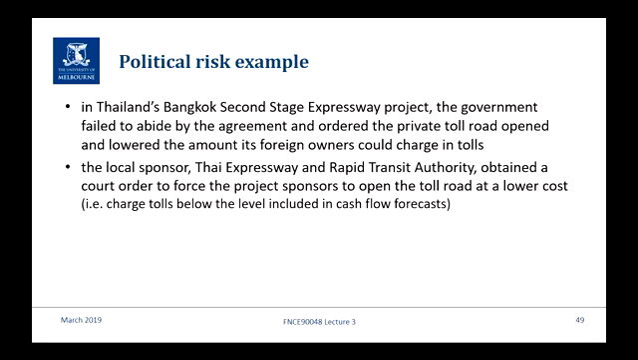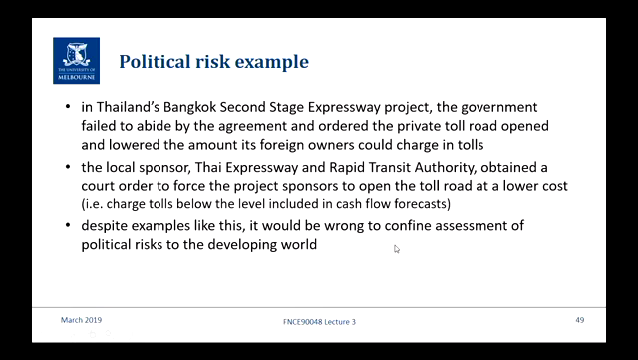Now, you're never going to win as sponsors when a local company takes you to court in their own country and you're trying to fight the government in their own country. It's just not going to happen. Despite examples like this, it would be wrong to confine assessment of political risk to the developing world. It's not just emerging countries. I've just given an example of the emerging state of Victoria, where we had a quite serious political risk. It cost taxpayers in Victoria $1 billion to not build a road, rather than about $2.5 billion to build a good road. That's not a good return in my view.